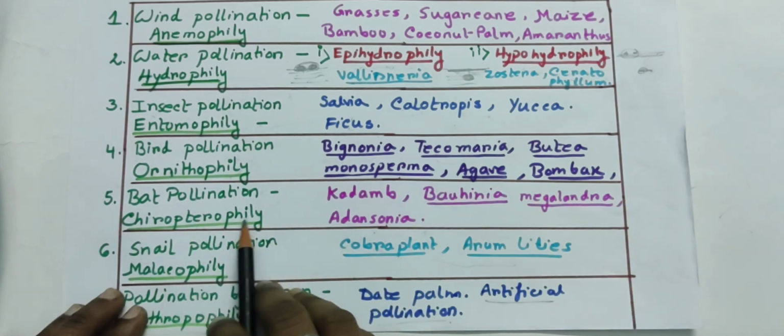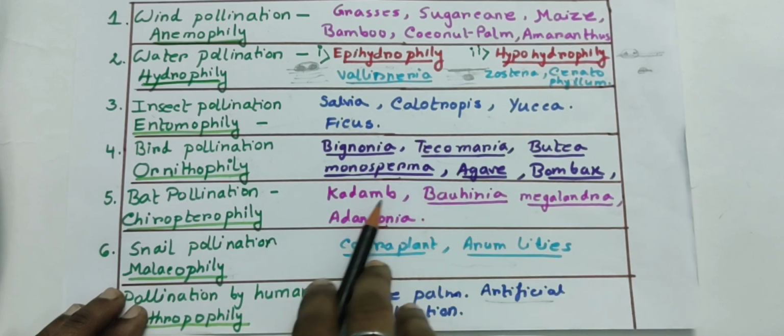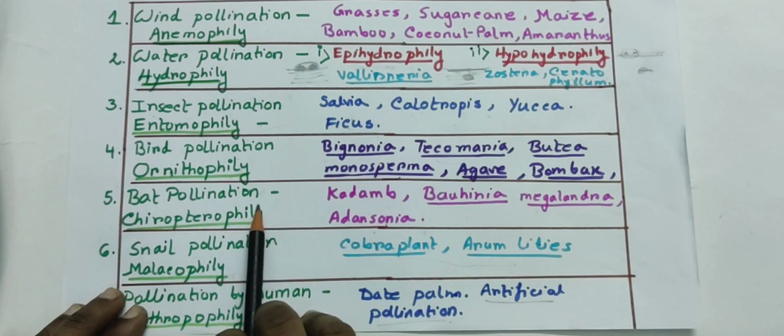Bat pollination is called chiropterophily. The flower is called a chiropterophilous flower. Examples are Kadam, Bauhinia, Megaladenia, Adansonia. These are some examples of bat pollinated flowers.